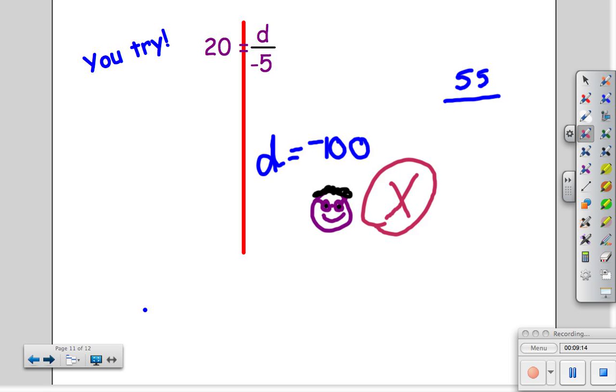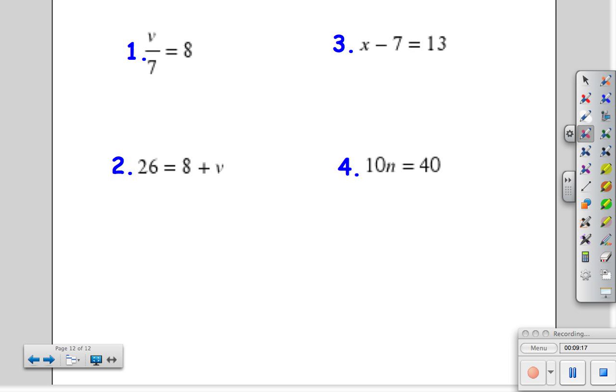Here are your 4 homework problems tonight.